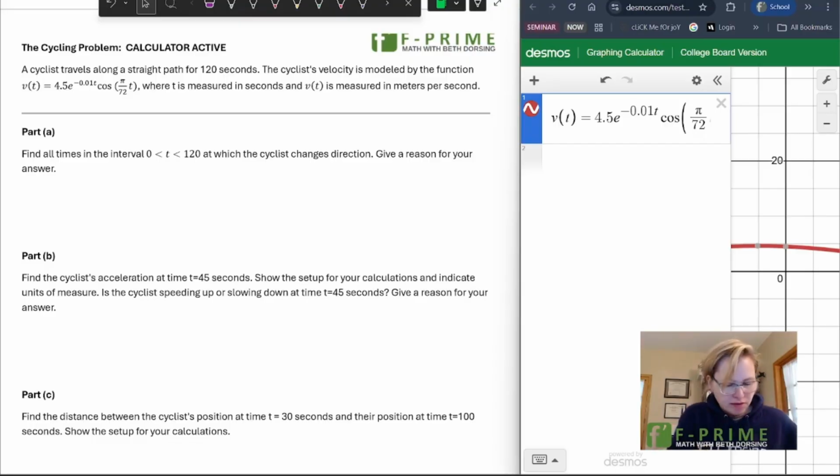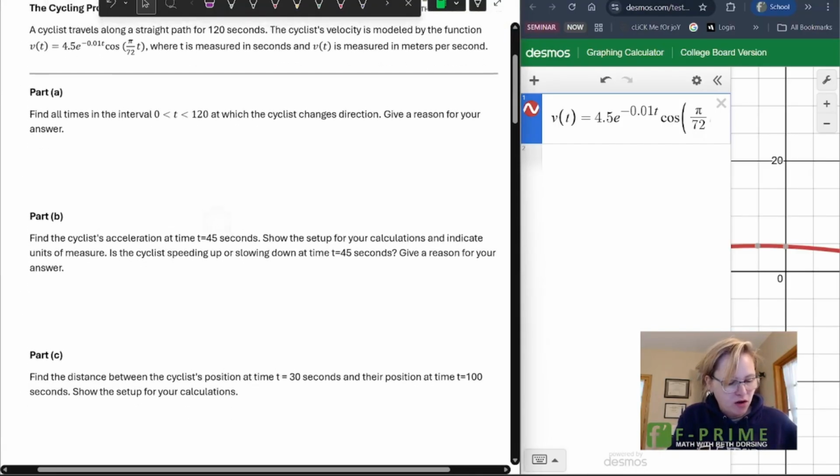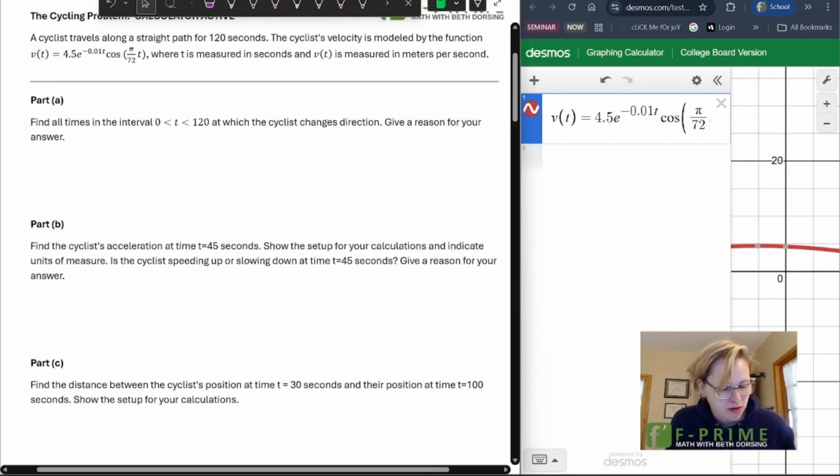Okay, so part A, let's read through it. It says, find all the times in the interval from 0 to 120 at which the cyclist changes direction.